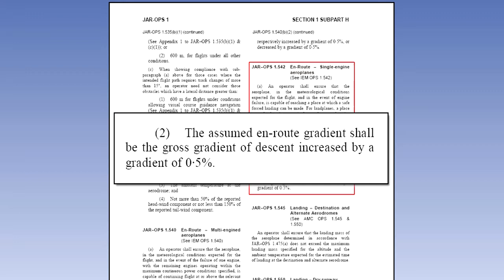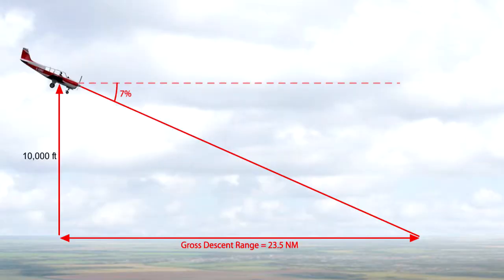There is one last detail to be considered about complying with the forced landing rule. JAROPS 1 states that in order to comply with the safe forced landing rule, the assumed en route gradient shall be the gross gradient of descent increased by a gradient of 0.5%. In our example, we had a gradient of descent of 7%.